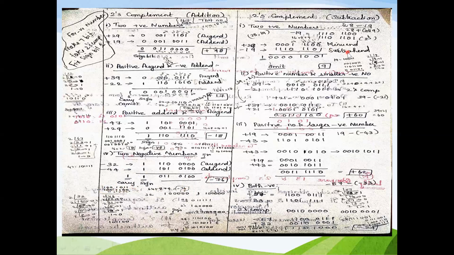The next part is 2's complement subtraction. In that we will have 4 cases. The first case is two positive numbers. We have the numbers 28 minus 19. So 28 minus 19 can be written as 28 plus the 2's complement of 19.